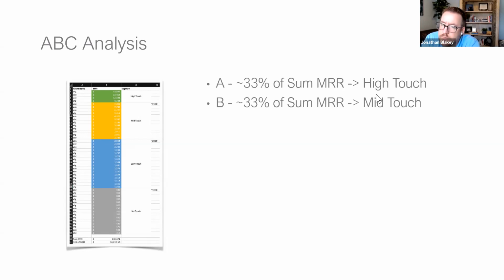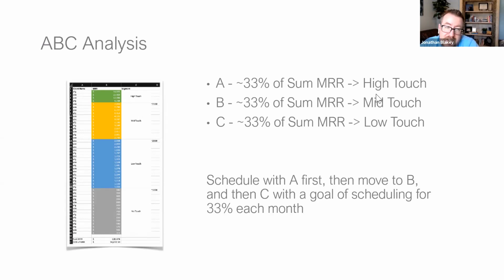That next third is your mid touch group. That's going to be a little bit larger group. And then probably your largest group of customers, making up a lot of that remainder, is going to be your low touch customers. So the goal is you schedule with your A group first, because they're your primary revenue driving customers, moving on to the B group and then the C group, with the goal of scheduling 33% each month, because quarterly is every 3 months. You schedule a third, with the priority given to your A group. That's one way to go about scheduling and prioritizing your time with your customers.